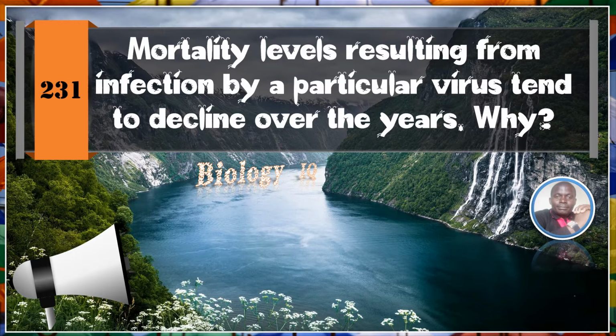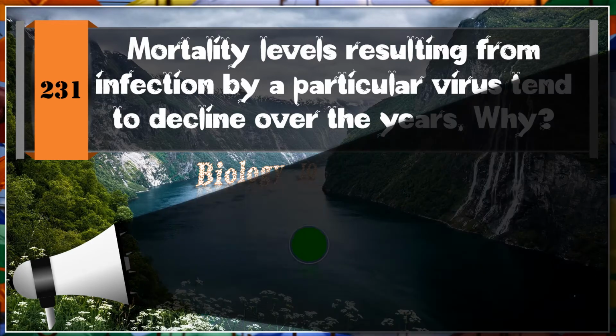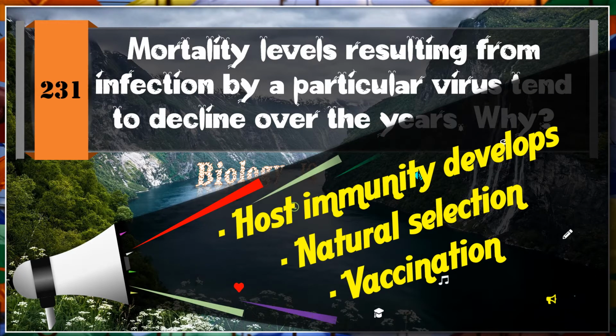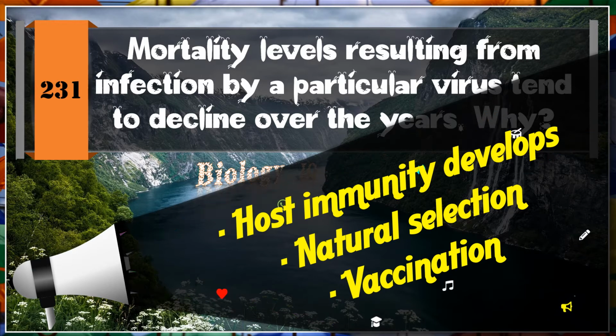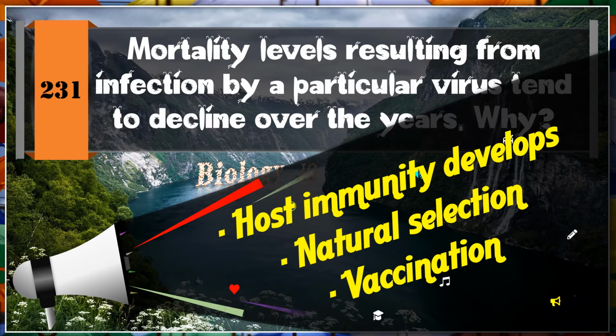Mortality levels resulting from infection by a particular virus tend to decline over years. Why? Because host immunity develops, there can be natural selection, and then also vaccination.